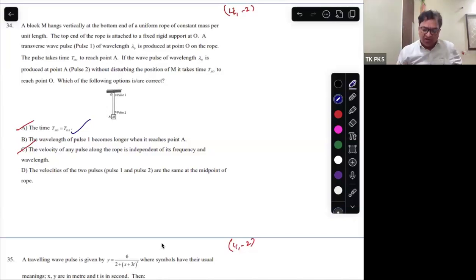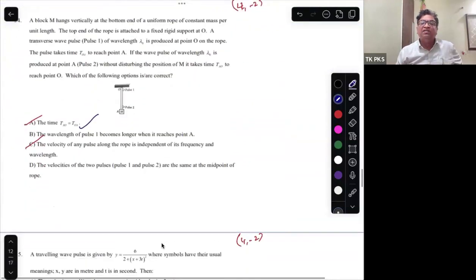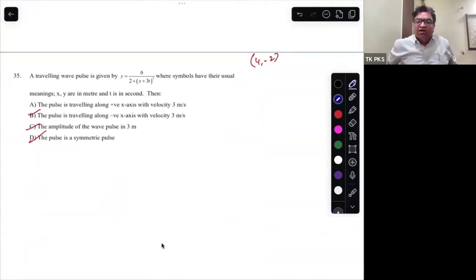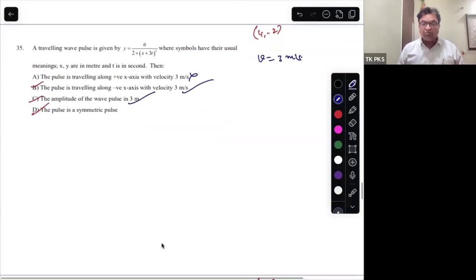At least this question and this question you can comfortably answer. The main problem is you are not working. That's the problem. So, this is the general form of a wave equation. Wave is propagating in the negative x direction. So, therefore, wrong. And it is in the form of x plus vt. So, v is equal to 3 meters per second. Correct. Amplitude of the wave: maximum value of this function is 3. Correct. The pulse is symmetric pulse. True. It's a symmetric pulse.